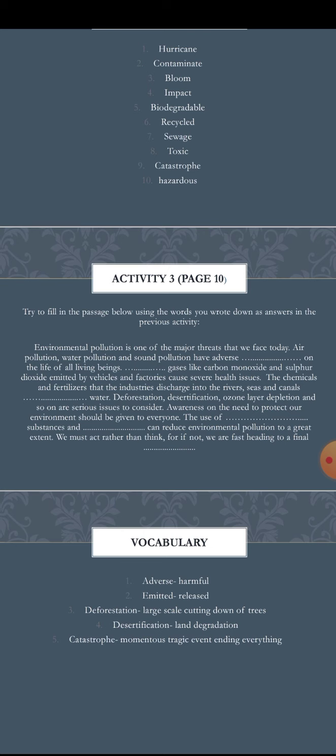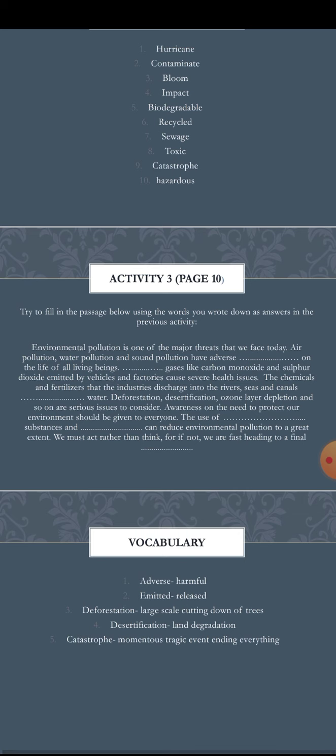Deforestation, desertification, ozone layer depletion and so on are serious issues to consider. One thing to note is you must find out something about each of these issues: deforestation, desertification and ozone layer depletion. So what you need to find out is what is deforestation, what are the causes of deforestation, what are the effects of deforestation and how to overcome deforestation. You have to find out the same for desertification and ozone layer depletion also.